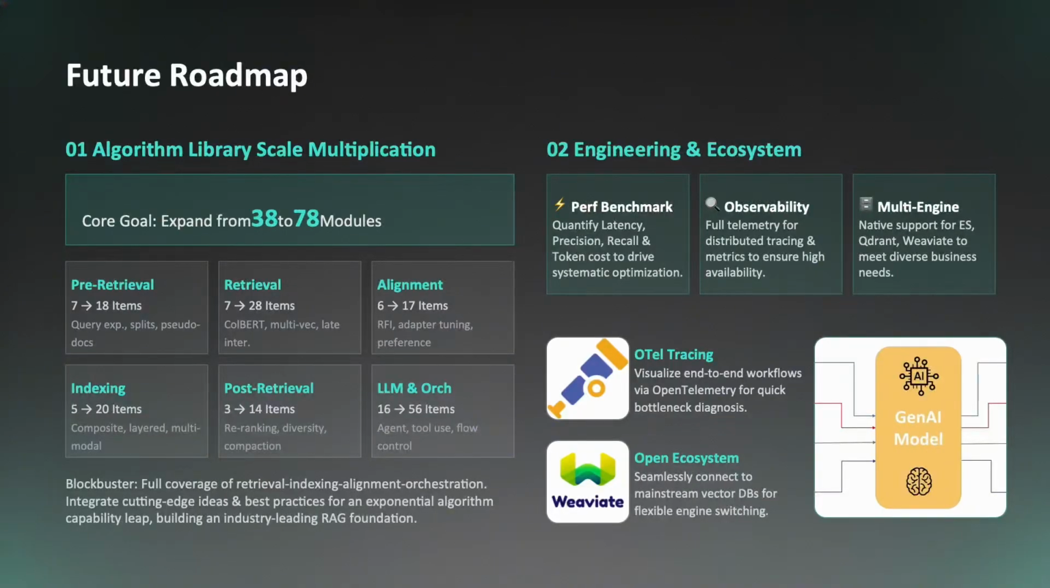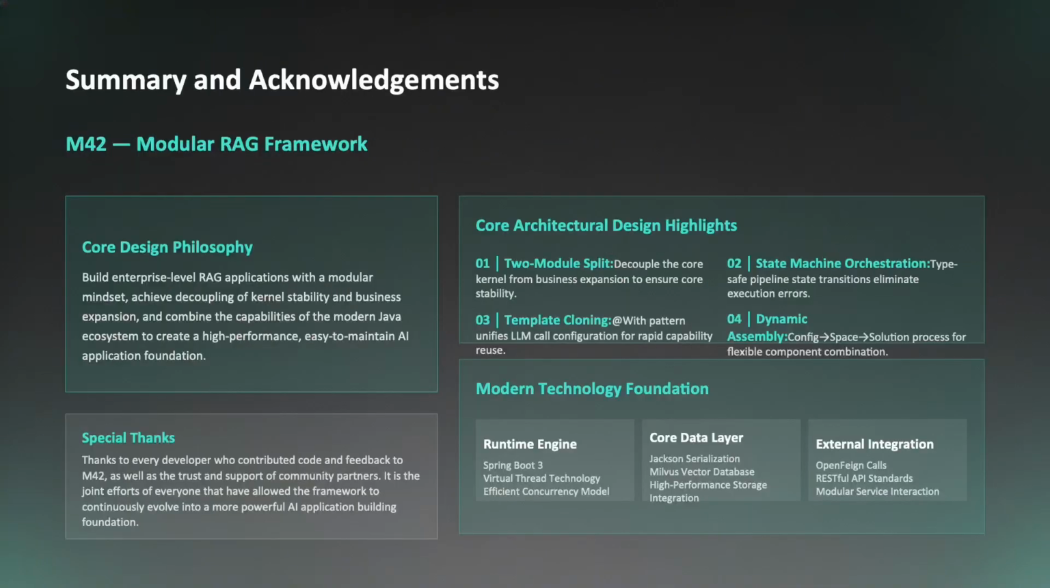Second, complete full link observability upgrades, integrating OpenTelemetry for end-to-end distributed tracing and unified metrics collection to pinpoint performance bottlenecks rapidly. Third, expand multi-vector database compatibility, adding native support for Elasticsearch, Qdrant, and Weaviate, allowing flexible engine switching to match diverse business storage demands.